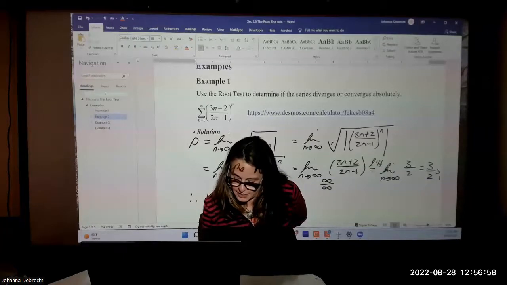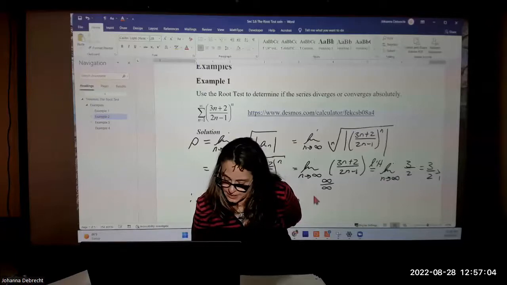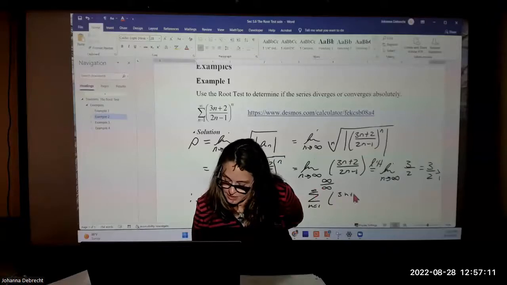Now, would we have gotten the same thing if we had applied the divergence test? And the answer is yes, we would have. By the root test, the series n equal 1 to infinity of 3n plus 2 over 2n minus 1 to the nth diverges.